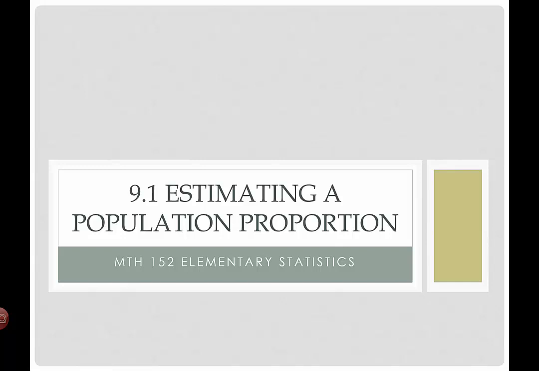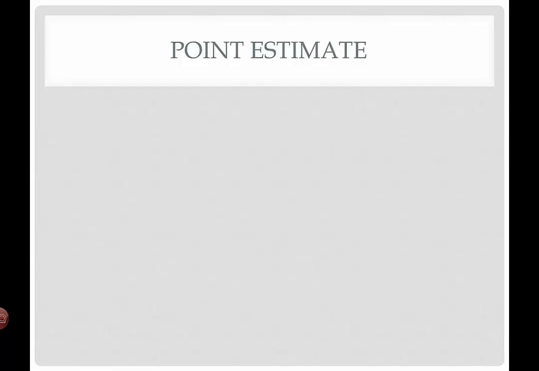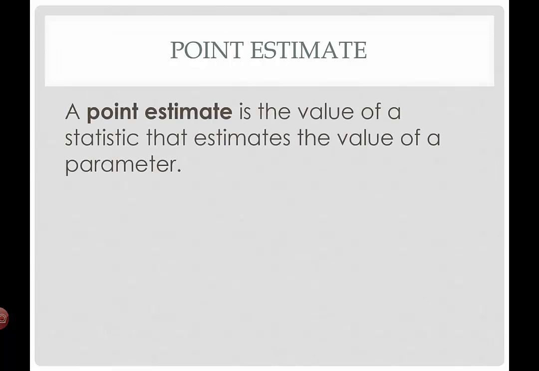In Chapter 9, we are going to be creating confidence intervals. In the first section, we're going to look at estimating a population proportion. A point estimate is the value of a statistic that estimates the value of the parameter. So in this case, we're looking at proportions.